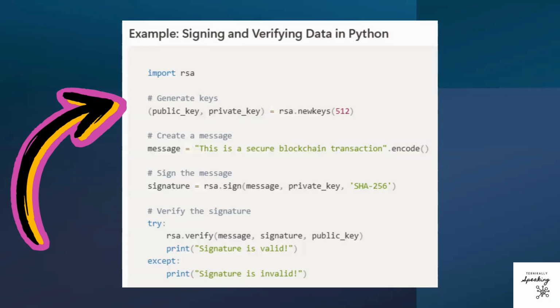Next code is verifying the signature. This takes the message, the signature, and the public key, recomputes the hash, and then decrypts the signature. If it matches, the signature is valid. Again, this is just verifying that the message was not tampered with. And as you can see here, it will print the result: "signature is invalid" or "signature is valid."